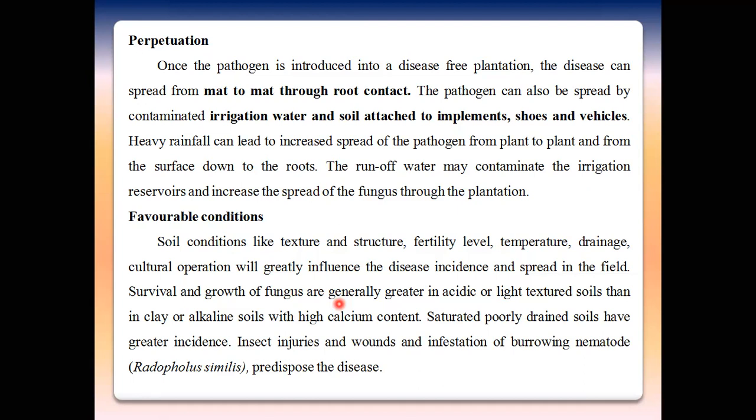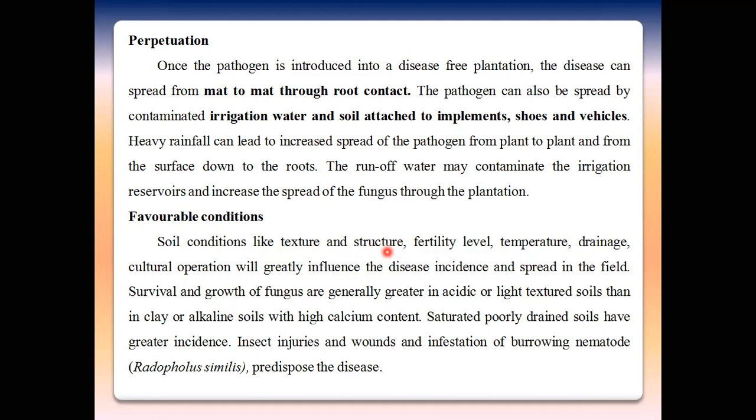Okay, then soil conditions like texture and structure not proper, or waterlogged conditions also initiate the disease.